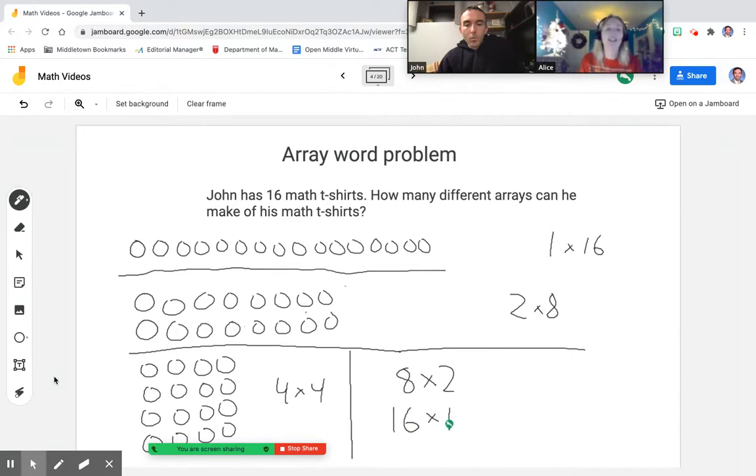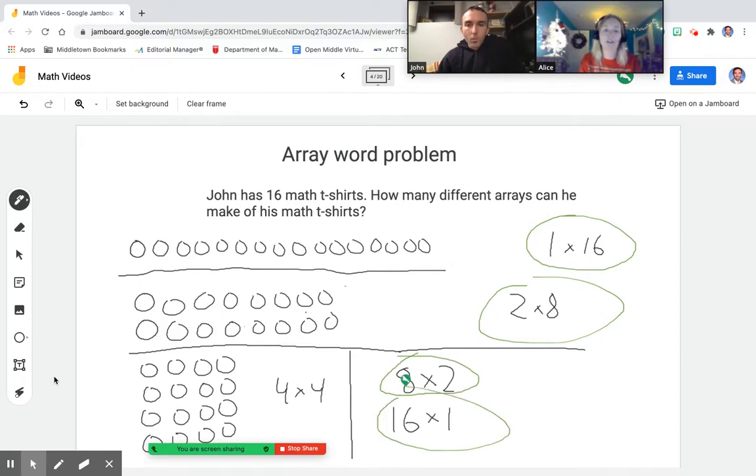So in this case, we're going to end up with 5 arrays. And at first I thought, well, wait, why am I ending up with an odd number if we can flip everything? But that's because 4 by 4, if you flip it, it's still 4 by 4. So it looks like we're going to have 5 possible arrays of t-shirts. John, what are your thoughts?